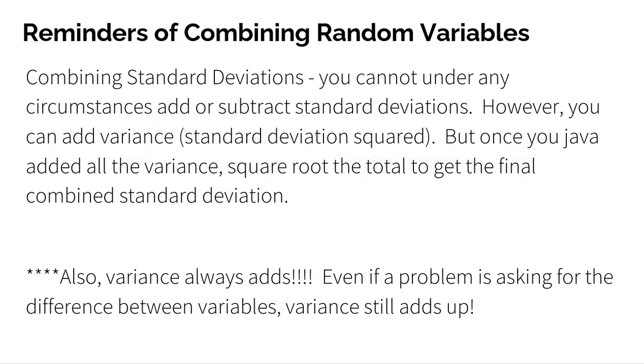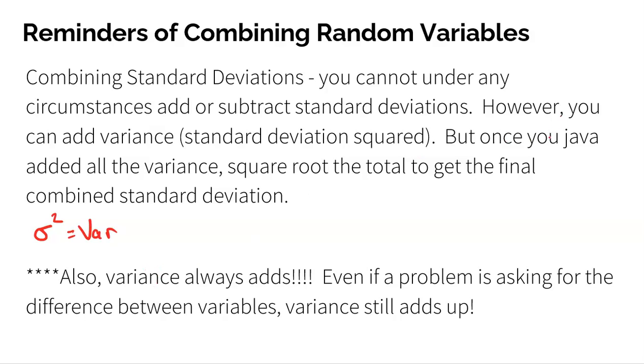But remember, there are a couple of really good rules when it comes to combining standard deviations. First, you cannot under any circumstances add or subtract standard deviations. However, you can add variance. Now, don't let variance scare you. Variance is simply standard deviation squared. So if you have your standard deviation sigma and you just put a little square on it, boom, now all of a sudden you've got variance.